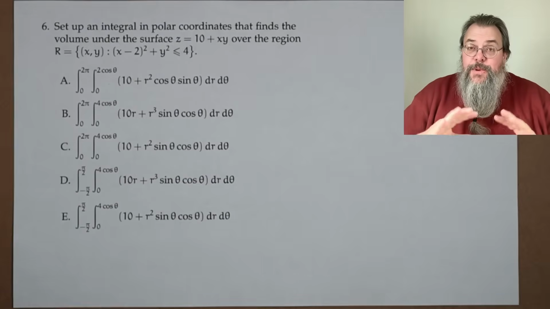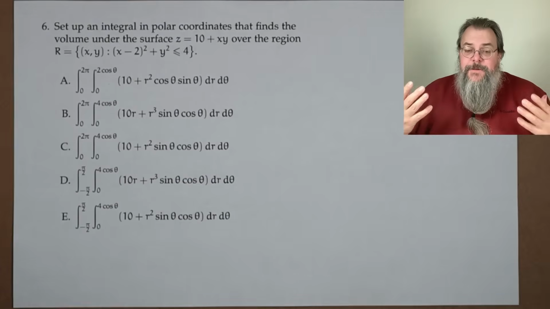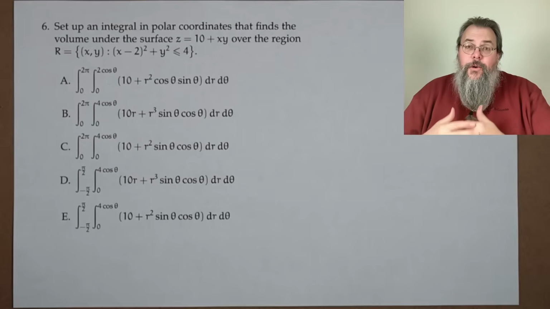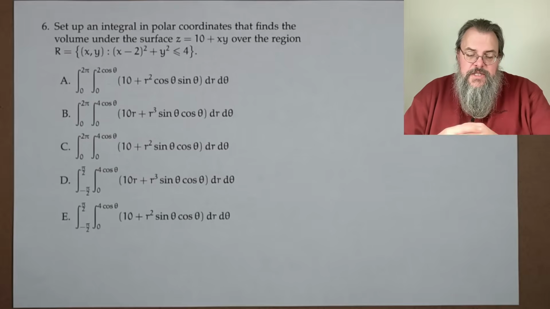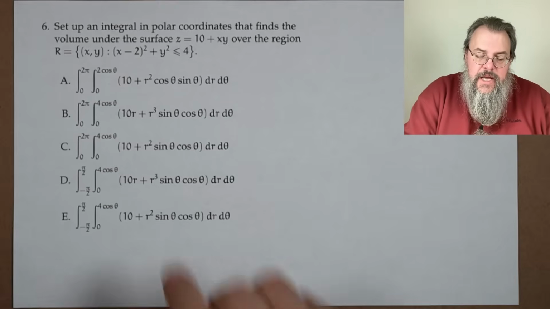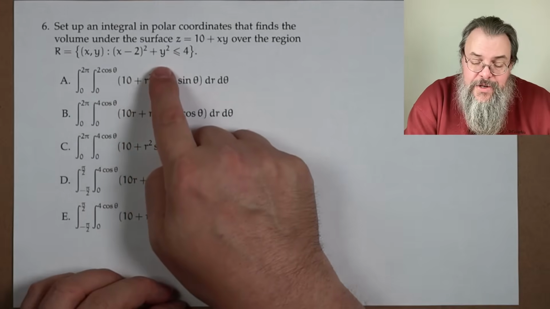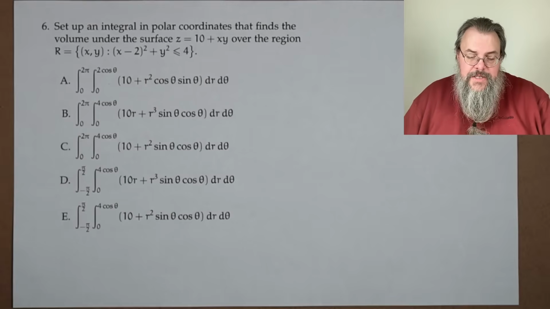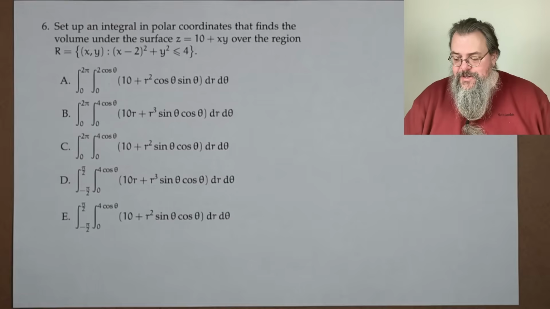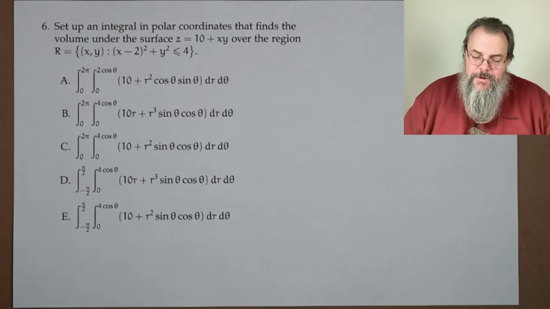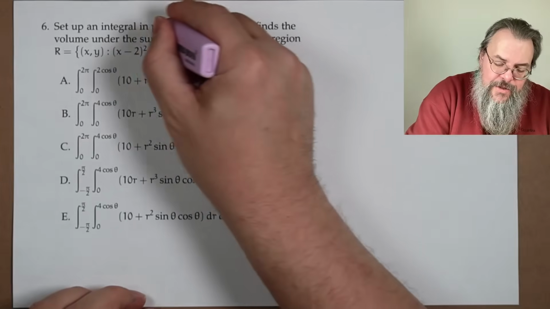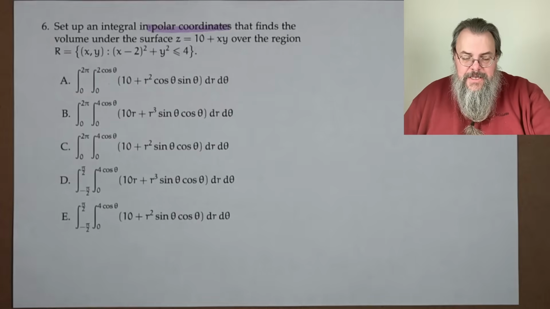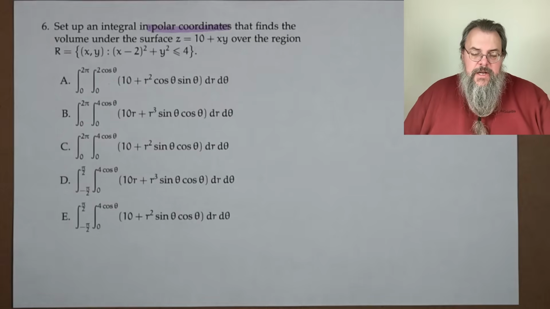Set up an integral in polar coordinates that finds the volume under the surface z equals 10 plus xy over the region R, which is the set of (x, y) such that (x minus 2) squared plus y squared is less than or equal to 4. All right, well, let's think about this. Now, what's being tested here? Well, basically, we're just testing on our ability to do polar coordinates. Okay, so let's think about what we have here.